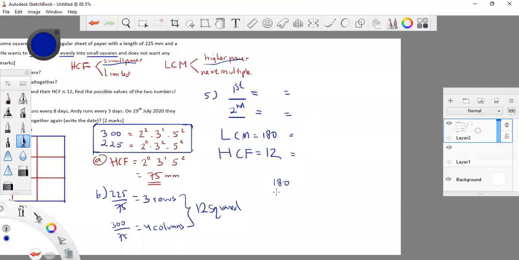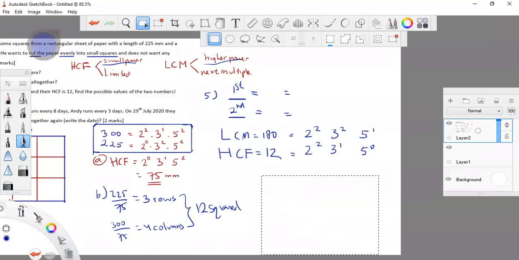So for 180, we first write 2 and 90, 2 and 45, 3 and 15, 3 and 5. I use the regular way. So 180 is 2 square times 3 square times 5 power 1, right? And for the HCF, 12 is directly 2 square times 3 power 1 times 5 power 0, right? It's quite simple. Now we have to guess and check.